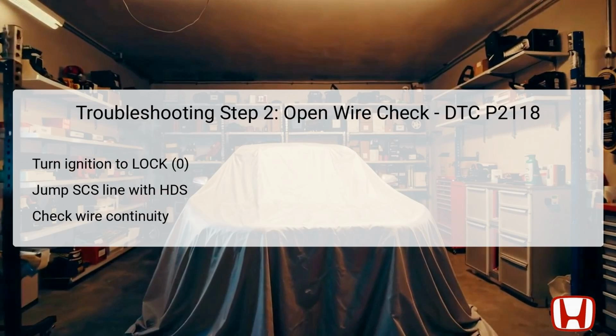Moving on to the second troubleshooting step for DTC P2118, you will begin with turning the ignition switch to the lock 0 position. This step is crucial as it powers down all electronics to safely work on the vehicle. After this, use the HDS to short the SCS line by following specific procedures in the diagnostic tool. Next, disconnect the PCM connector C, 49P, and the throttle body 6P connector.